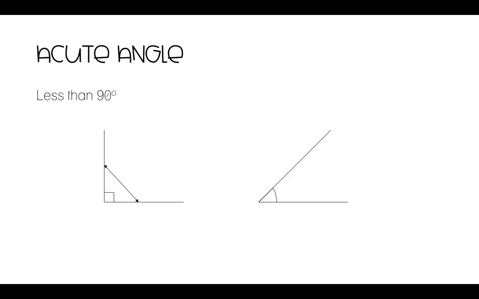So the first angle that we have is what we call an acute angle, and it's anything less than 90 degrees. So this is a 90-degree angle, and we'll learn what the name of that is in a minute. But it's anything less than that. So it's not exactly 90 degrees, it's less than 90 degrees. So we're looking at things like this.